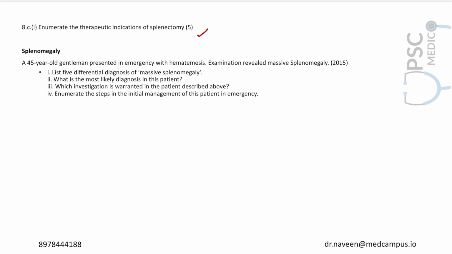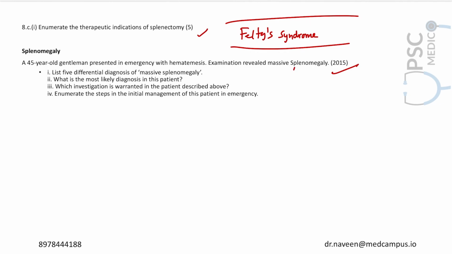Enumerate the therapeutic indications of splenectomy. It's again a part of splenomegaly. Where do you do splenectomy? In any condition wherein the RBC destruction is too high, like immune thrombocytopenic purpura, ITP, right? This is ITP, and also Felty's syndrome or hypersplenism. So next time they might ask a question on Felty's syndrome, the probable question, because splenomegaly they're commonly asking questions.